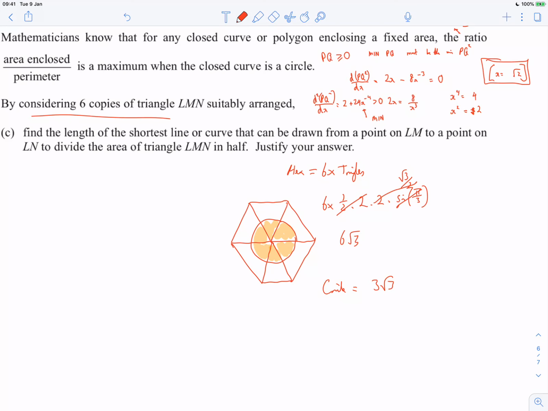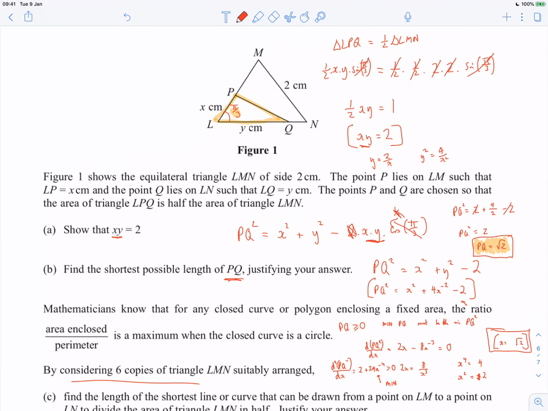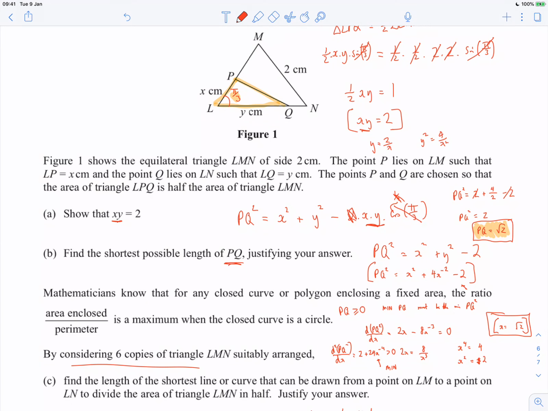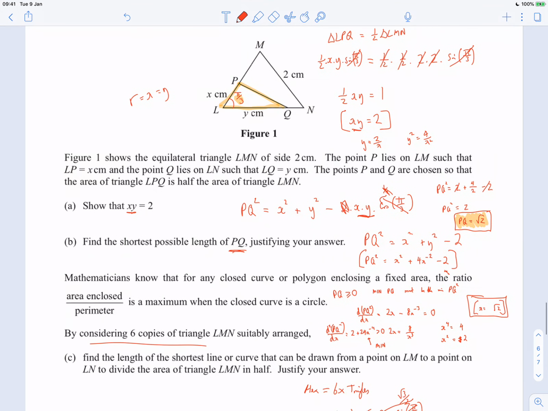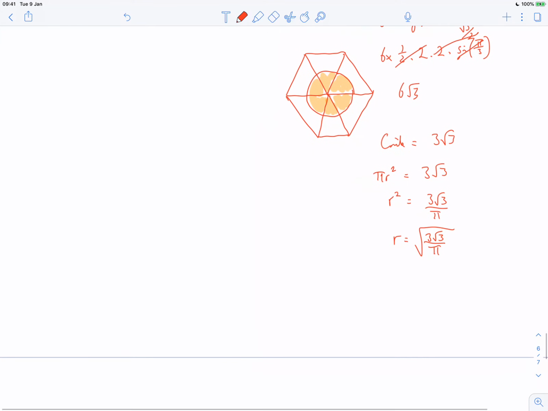So, if I consider the radius of that circle, then pi r squared equals 3 root 3, which means r squared equals 3 root 3 over pi, so r is going to be the square root of 3 root 3 over pi. Now let's look back over here. Well, r in this case would have been x and y. So find the length of the shortest line or curve. Well, we don't want that. We want this bit, the p to q bit. So we now have r is this, and each of these angles are 60 degrees, which is pi over 3.